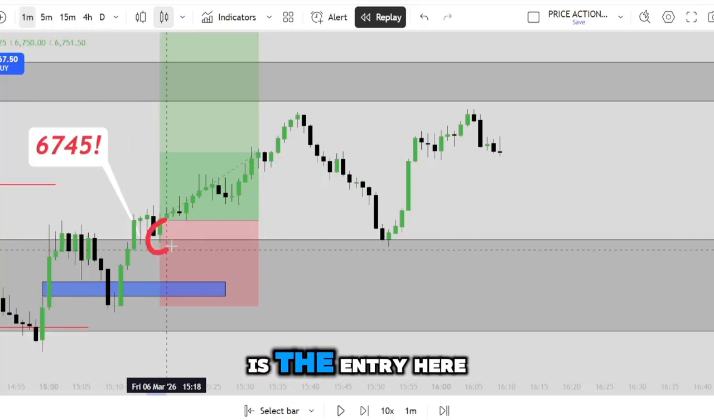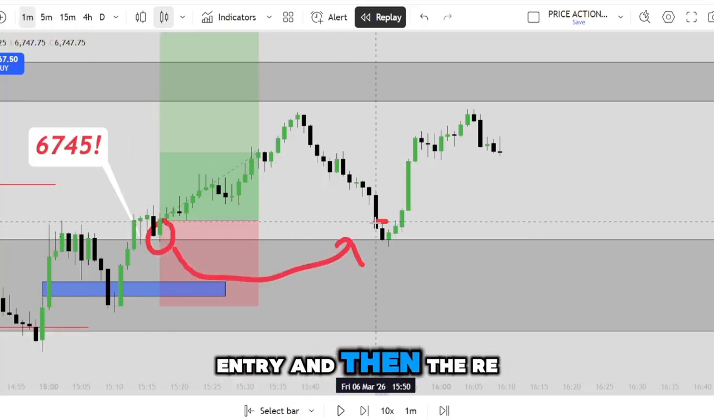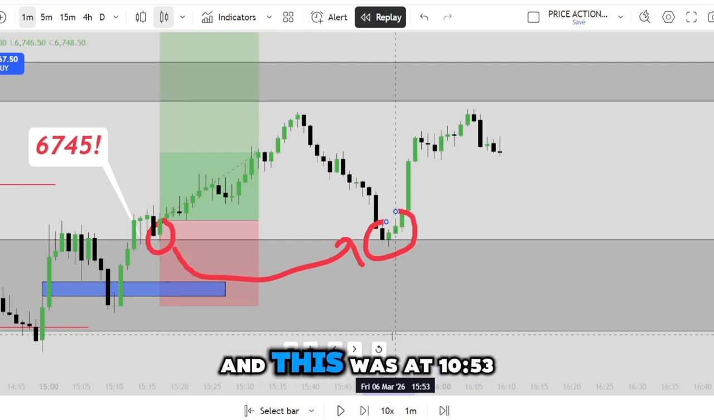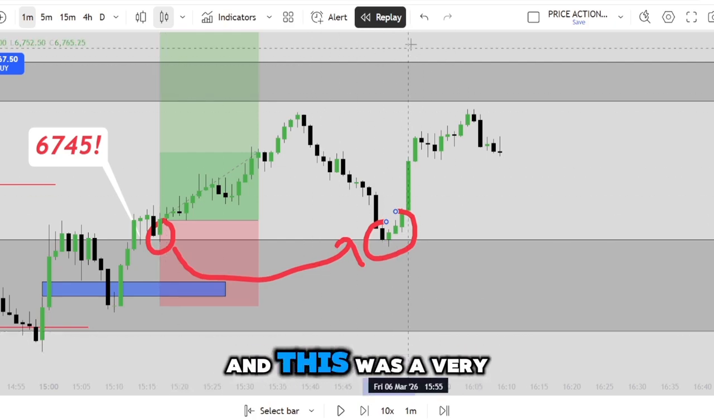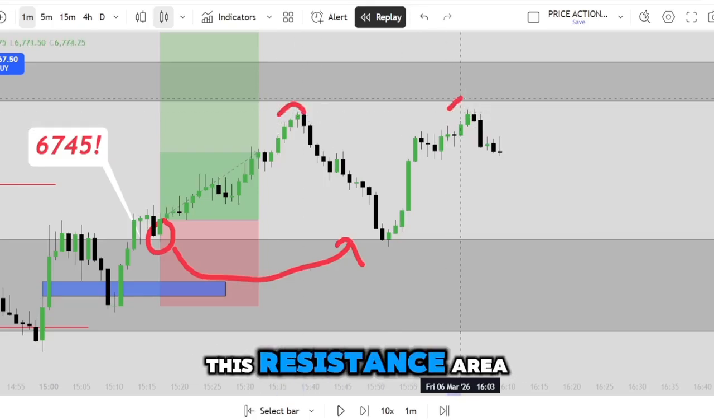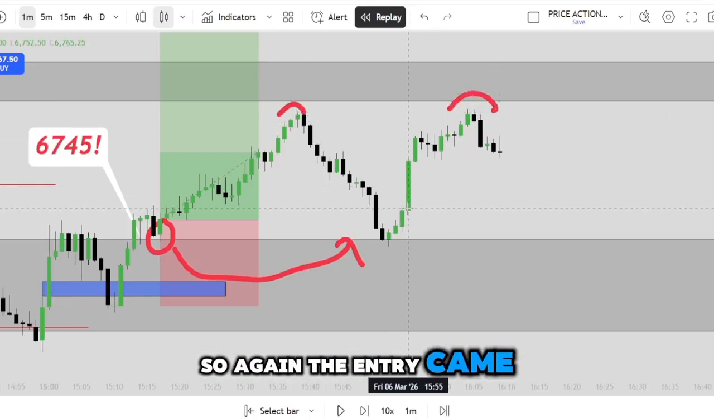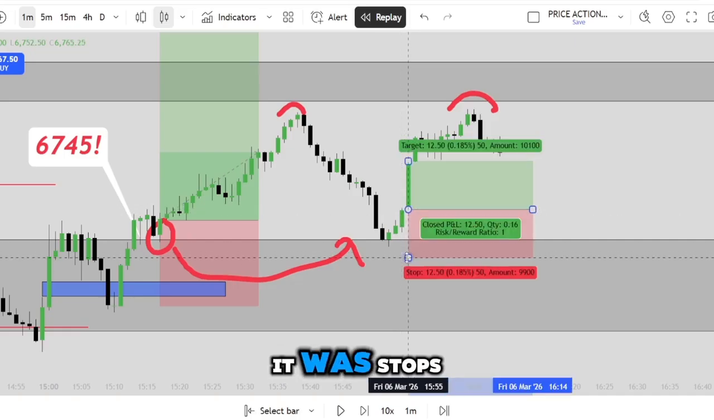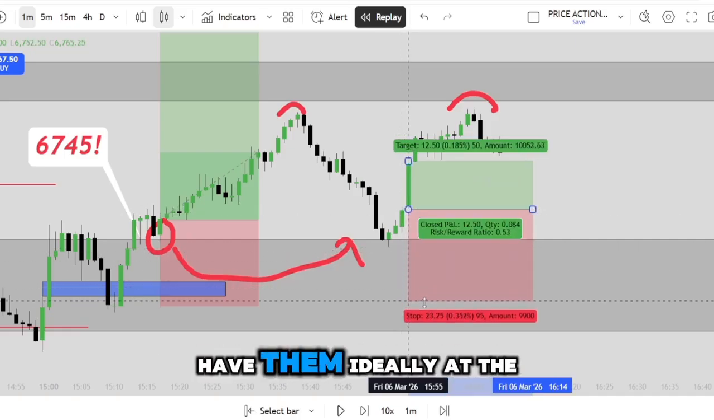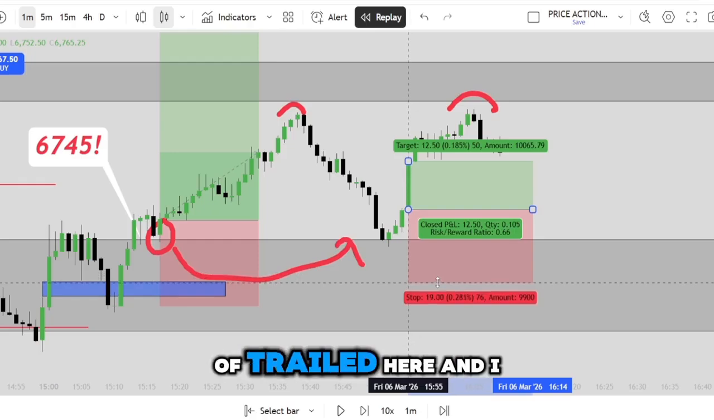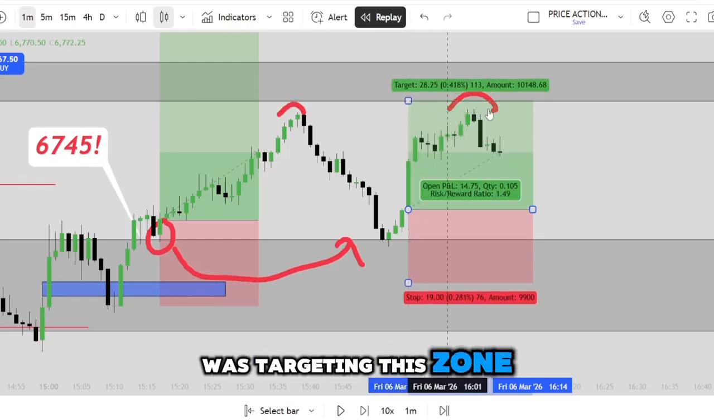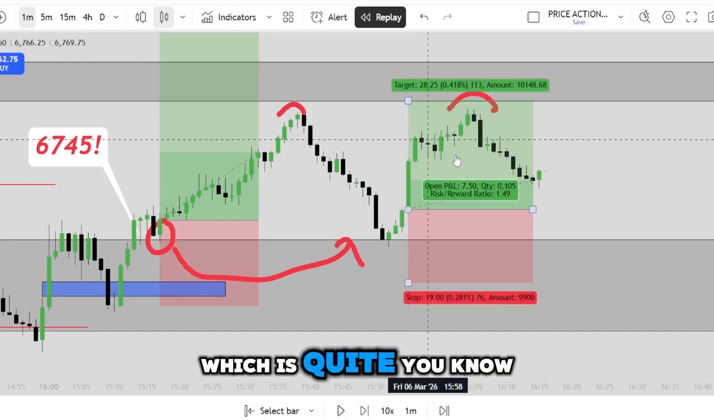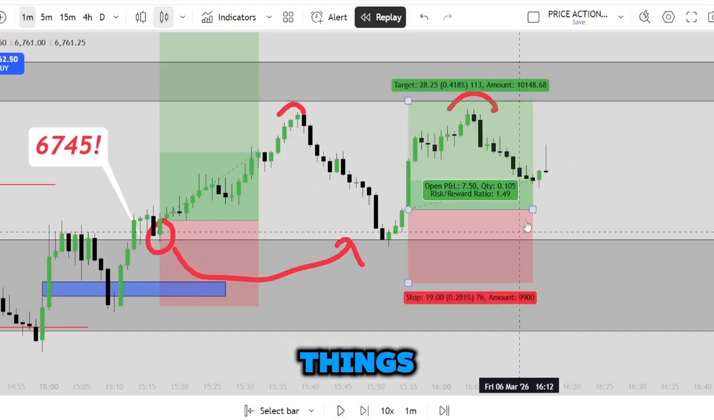What you can see here is the entry, and then the initial re-entry over here. This was at 10:17, and this was at 10:53. This was a very fast moving trade up to this resistance area. The entry came at 52.75. I was comfortable having my stops ideally at the same place, but I had them trailed here. I was targeting this zone, which unfortunately never got hit. We never seemed to hit that zone, which is quite frustrating, but it's one of those things.